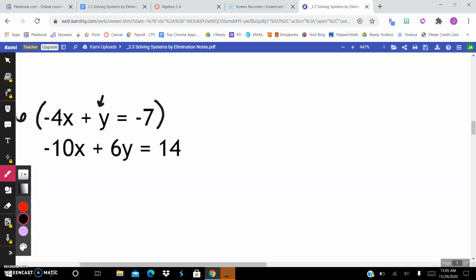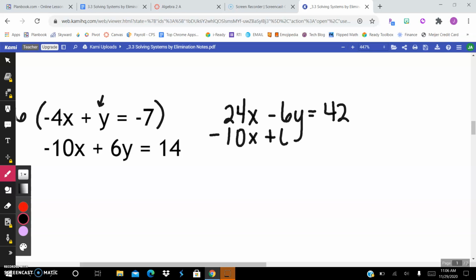that y. So I would have 24x when I multiply. I would have negative 6y. And then negative 7 times negative 6 would be a positive 42. And I don't need to change anything on the bottom. So I would just bring everything over. And then I can add.